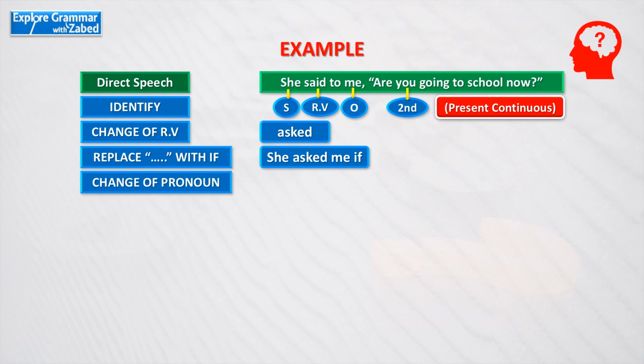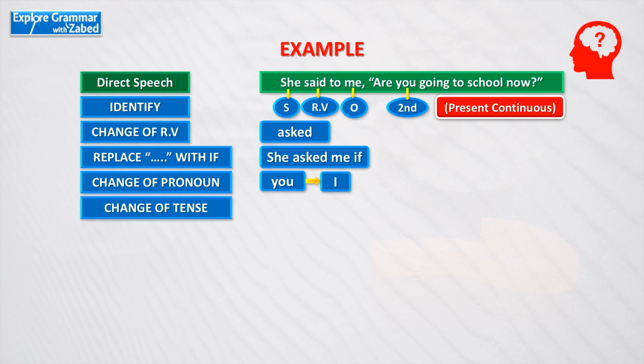Step 4 is the change of pronoun. Here, you is an example of second person pronoun. From the SON formula, we have got to know that second person pronoun is changed according to the object of the reporting speech. As here the object given is me and its subjective case is I, so you will be converted to I. Step 5 is the change of tense. Here the reported speech is in present continuous, so are going gets converted to was going.